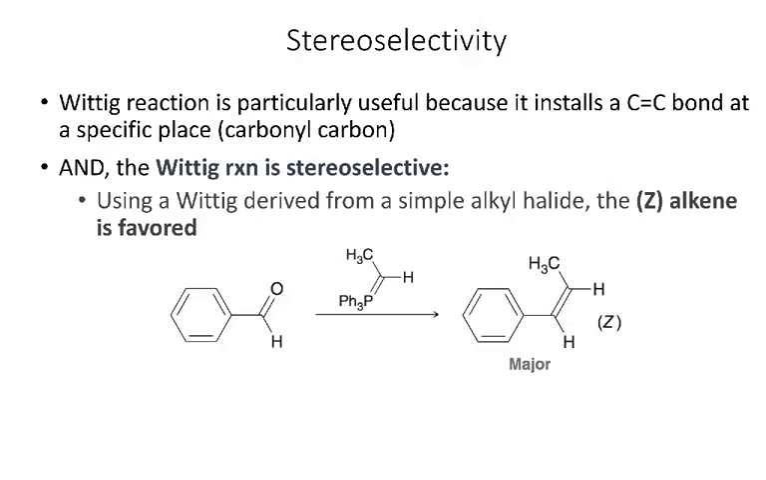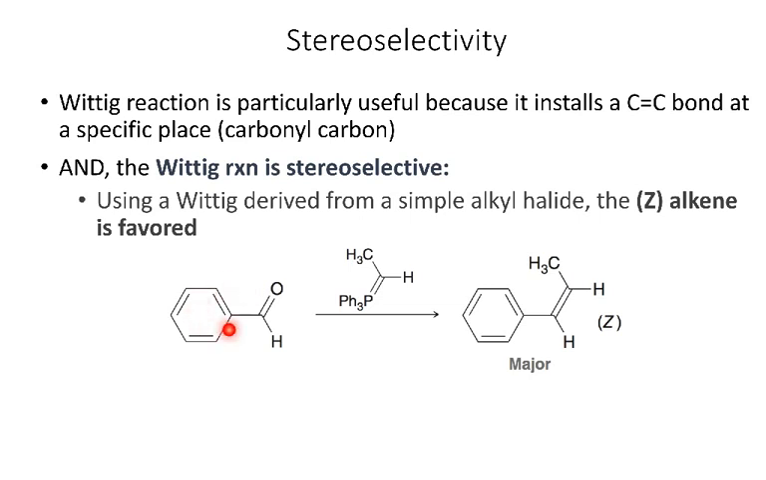So we've talked about the reason we're so interested in the Wittig reaction: it allows us to modify the carbon skeleton. Plus, we're adding an alkene, which we know gives us a lot of synthetic opportunities. Enhancing its usefulness in synthesis is the fact that the Wittig reaction is stereoselective.